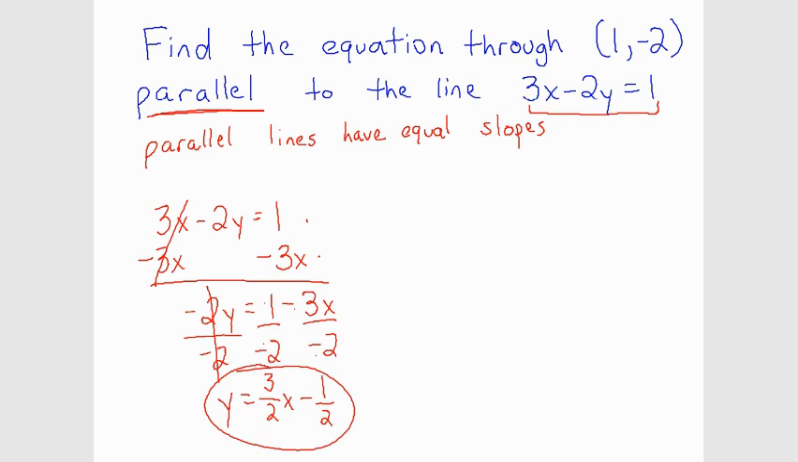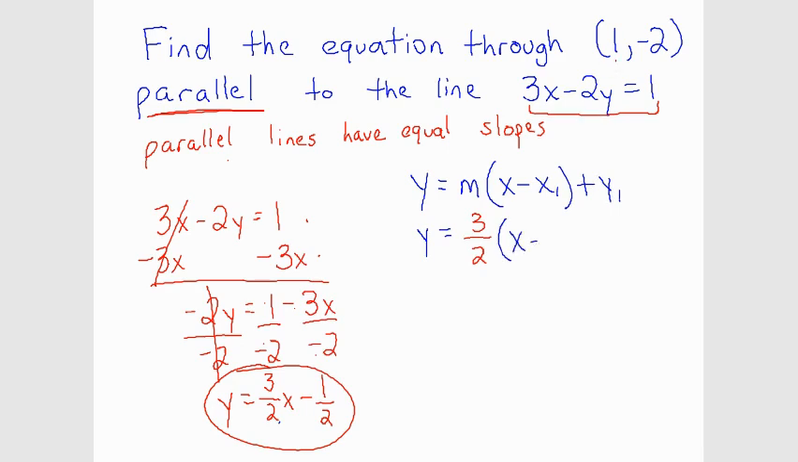The slope, parallel lines have equal slope, so we can rephrase this question to say find the equation through the point (1, -2) with a slope of 3/2. So let's go ahead. I'm going to use my point-slope form again. So y equals m times (x minus x1) plus y1. And we're going to go ahead and plug in all our relevant information. y equals, my slope is 3/2, so 3/2 times (x minus, my x value is 1, and then plus my y value, which is -2).